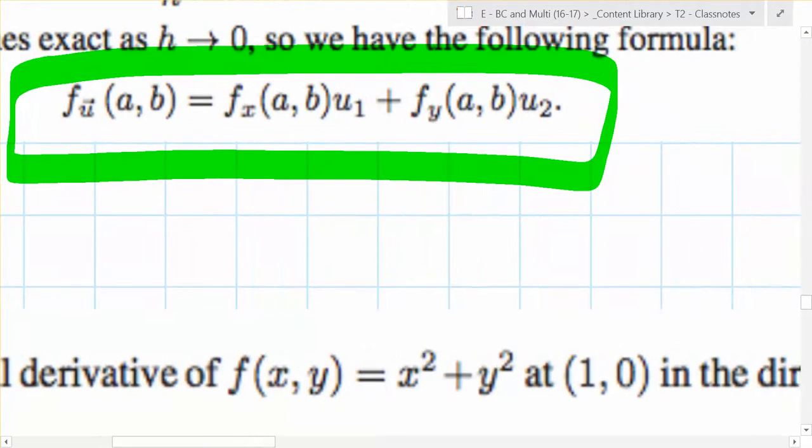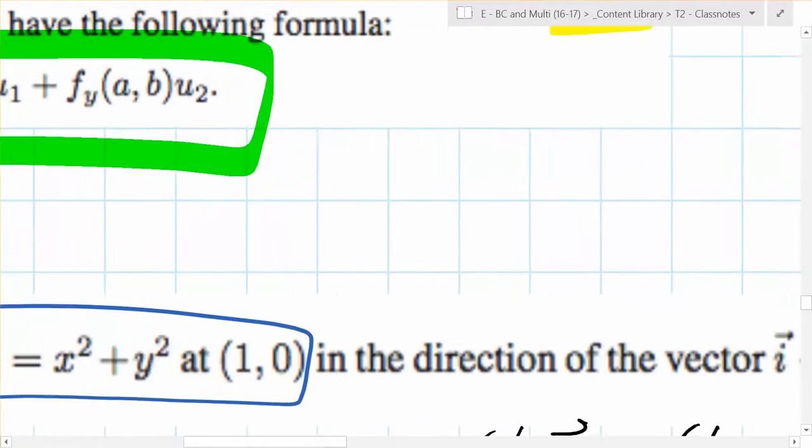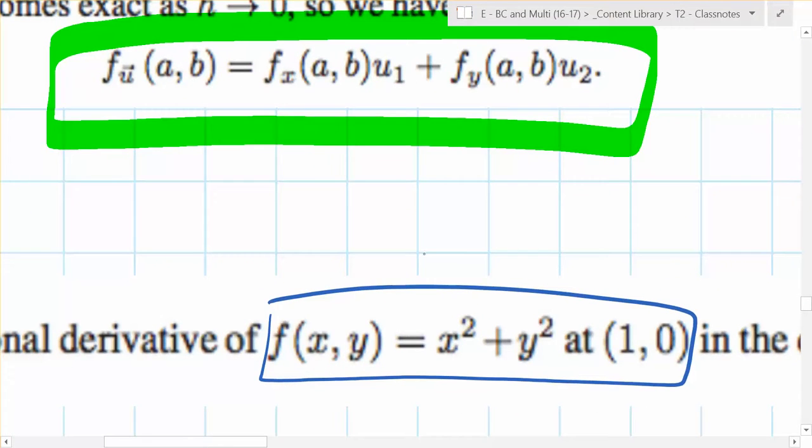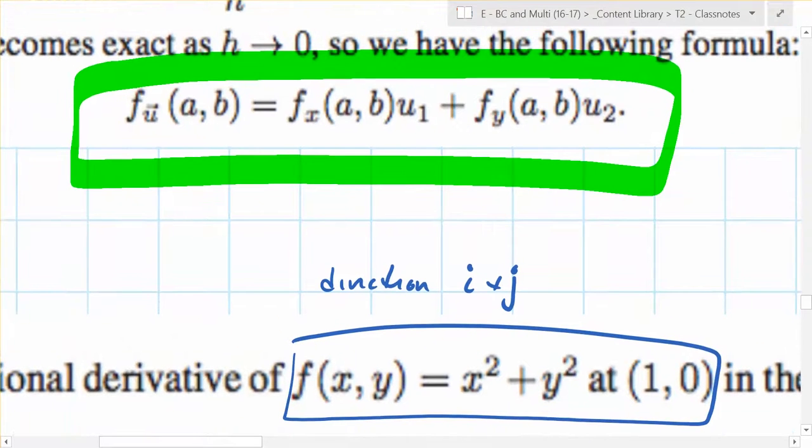So what did we do before? We did this question, right? And what was the direction? It was i plus j, right? So the direction, I won't say u, the direction was i plus j. So if we were to use this formula right here, if I wanted f_u, and now we get to say f_u a lot, 1, 0, what's that going to be?